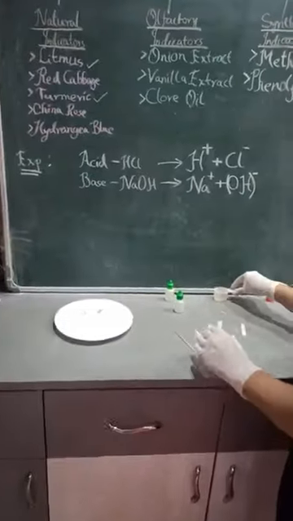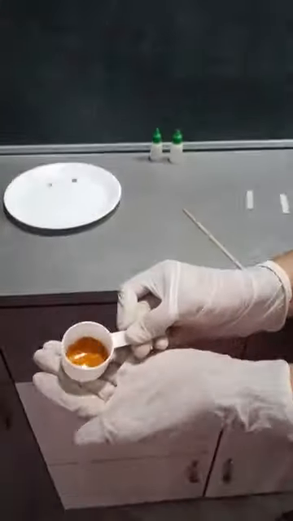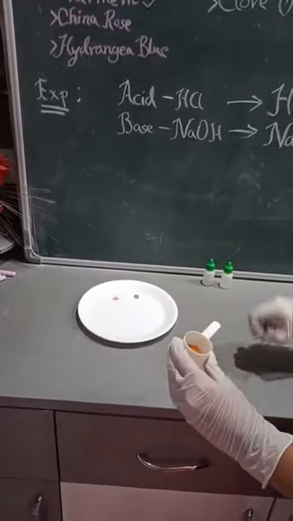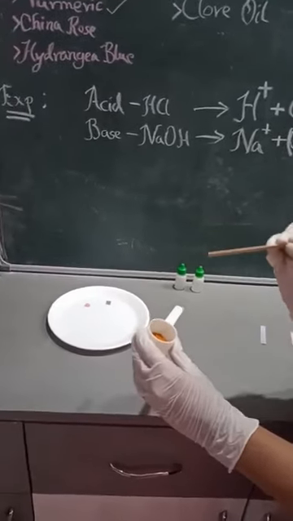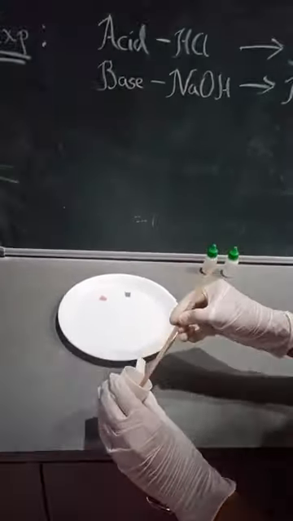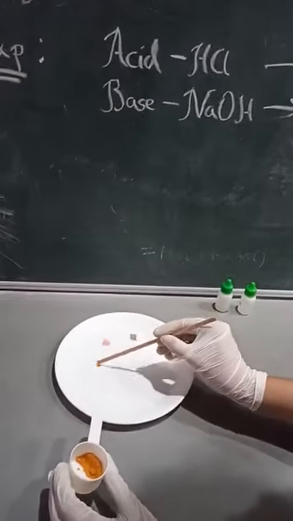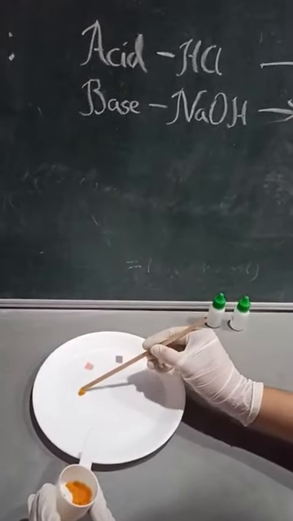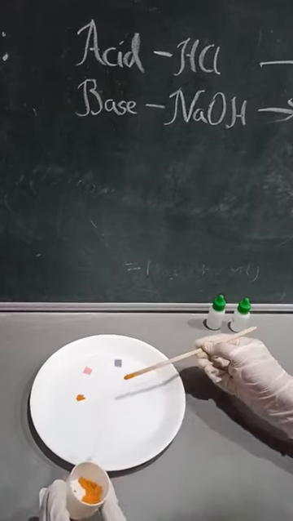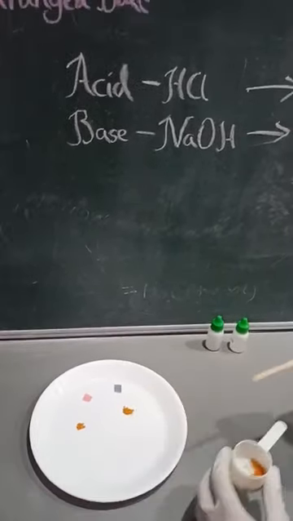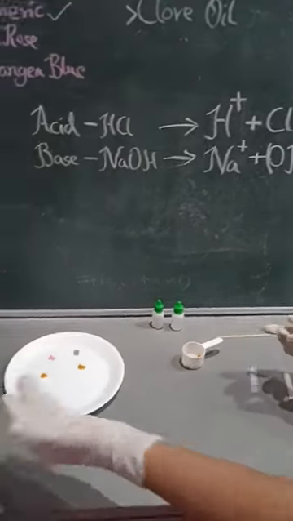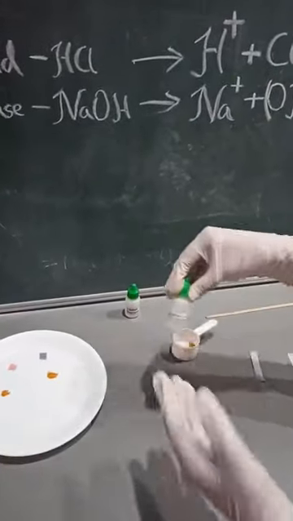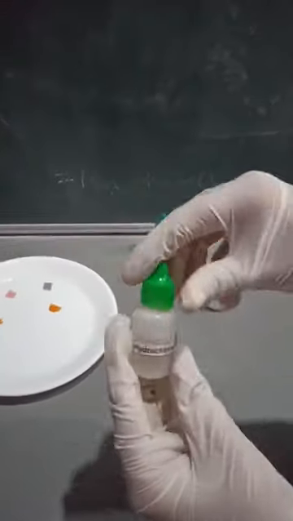Now I will start experiments with turmeric. You can use cooking turmeric also. I will take small amounts of it so I don't waste too much of it. So this much is okay. Now again I will try with the same acid and base from before. First I will try with HCl.